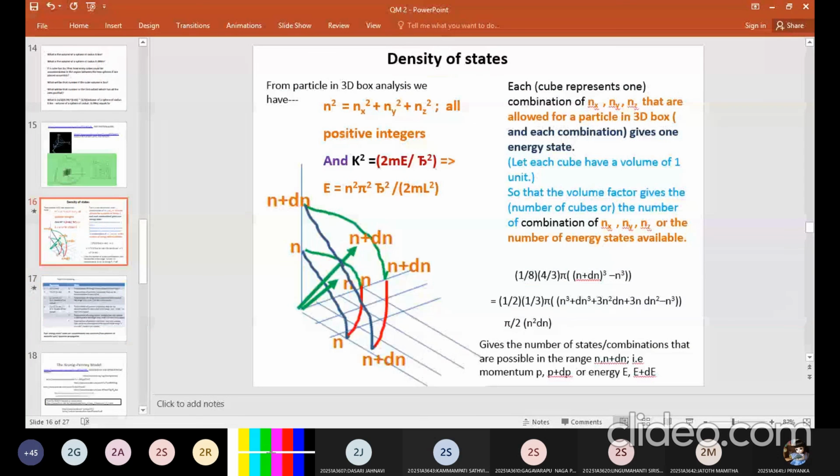So what is this? This pi by 2 n square dn gives you the total number of energy states available between n and n plus dn.